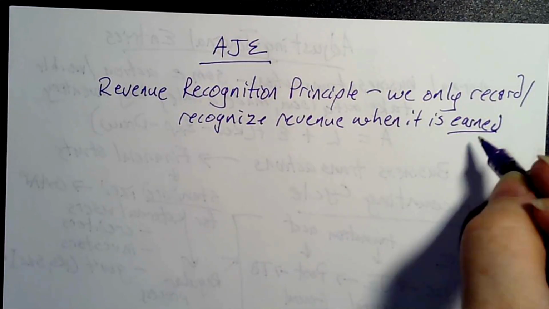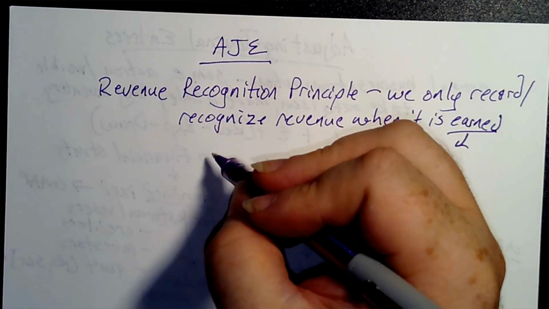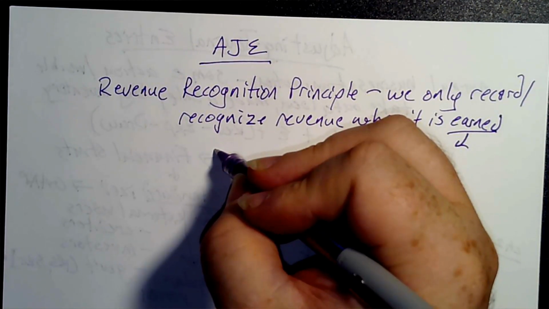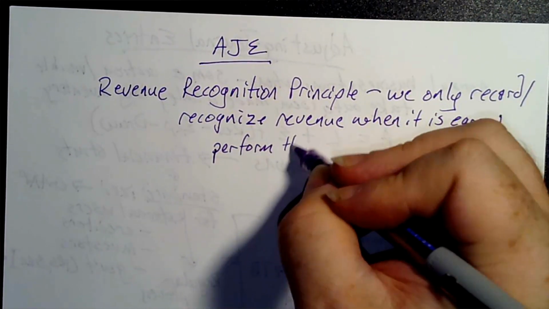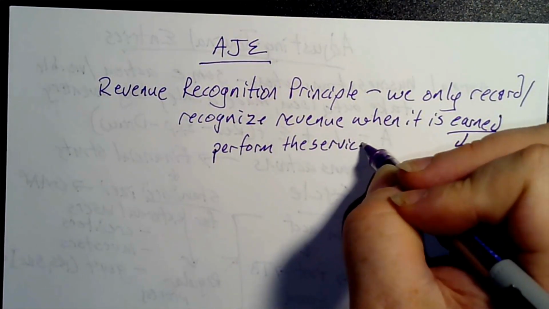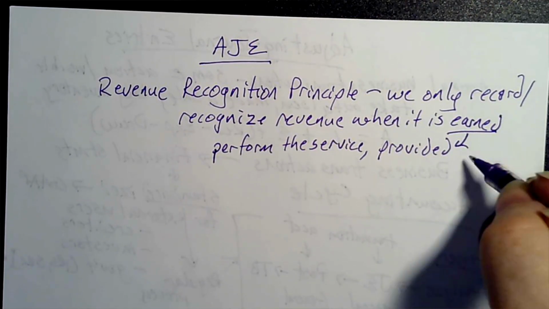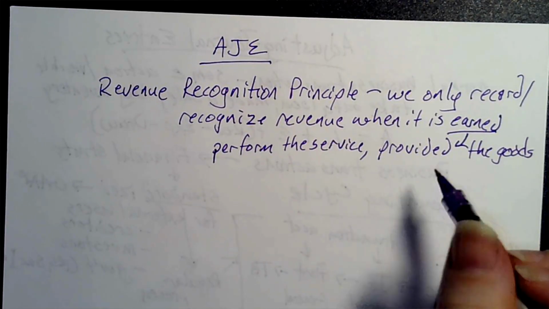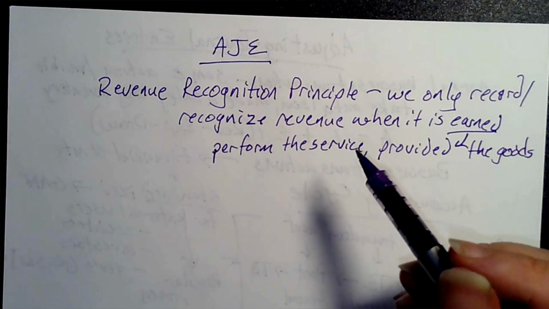So now we need a definition of when it is earned. Earned means if it's a service revenue, in other words, something we do for the customer, we have performed the service. If we're selling them something, it is we have provided the goods. That is when we record revenue. Now you notice in this definition, there's no talk about the cash changing hands, and that's important.